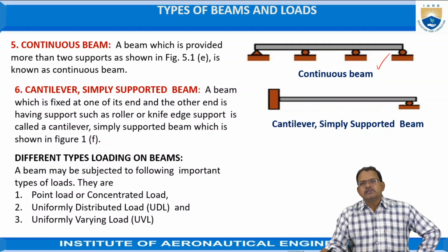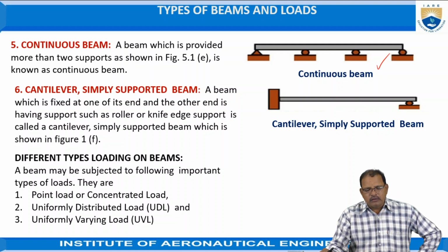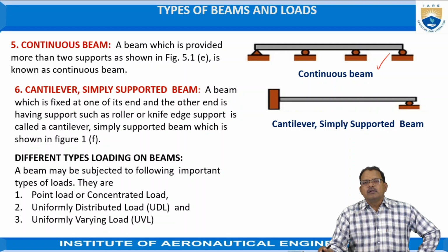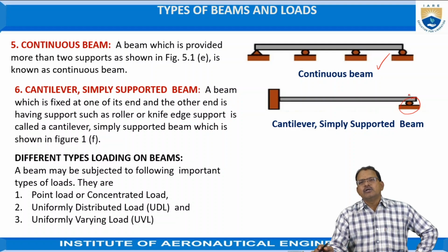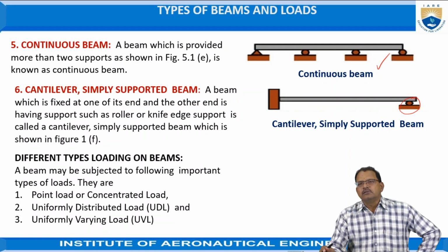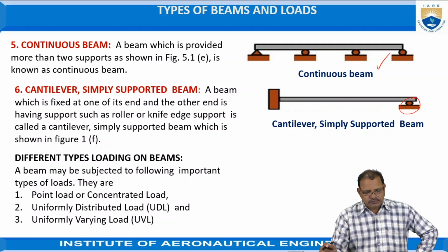And the cantilever simple supported beam, which is a combination of cantilever and simple supported. In a cantilever beam, one end is fixed and the other end is free. But in the cantilever simple supported beam, one end is fixed and the other end is freely supported, as shown in the figure. That means the moment at this point is 0.